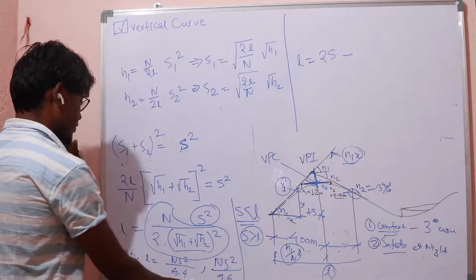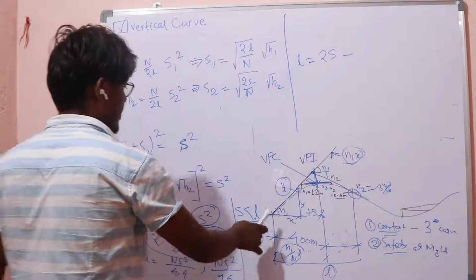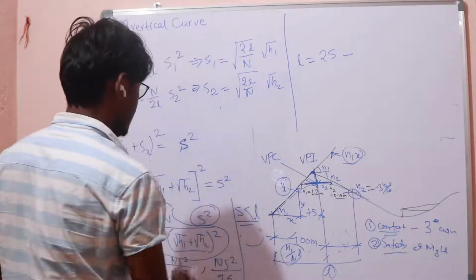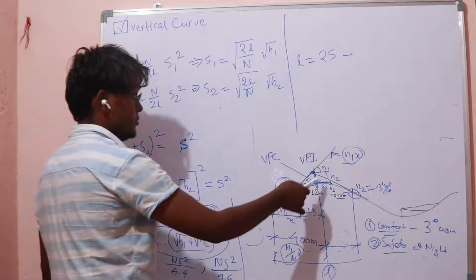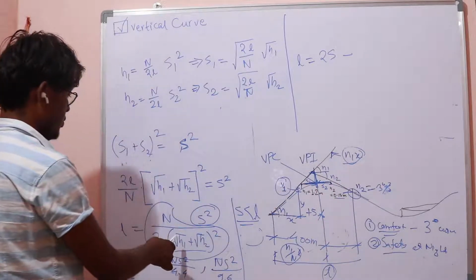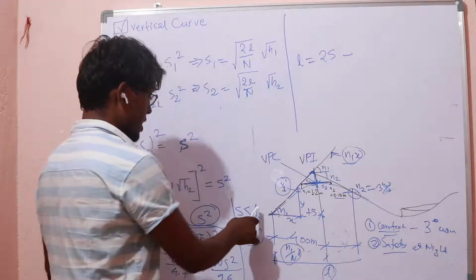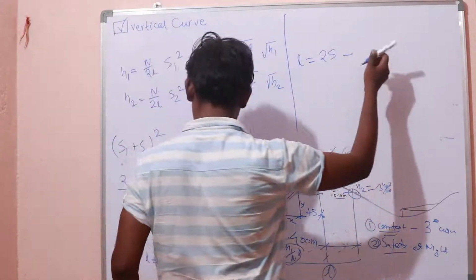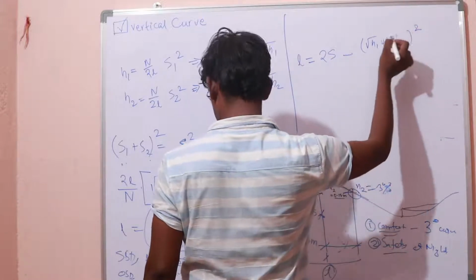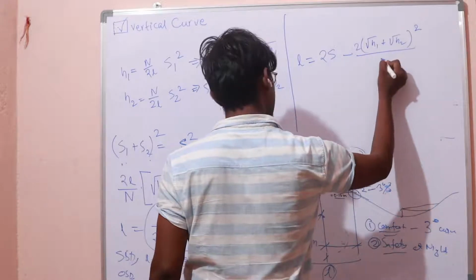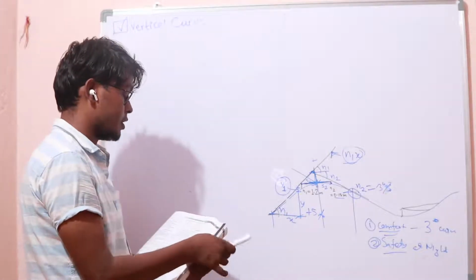So L equals n s squared over 4.4, or n s squared over 9.6 for OSD. This is for S less than L, that is, when the stopping sight distance or overtaking sight distance is less than the length of the curve. Then these equations apply: n s squared over 2 times (root h1 plus root h2) whole squared. In that case, if L is less than S, then L equals 2S minus 2 times (root h1 plus root h2) whole squared over n.